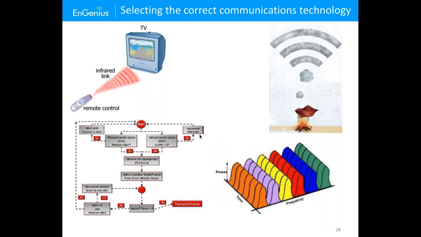So one way around that is to use a frequency that's lower than infrared. Let's say you're using 900 megahertz or something around that line, even 2.4 gigahertz. Well, then that means if someone walks through it, you can still get through them. They still have RF line of sight. You're still able to control the TV.